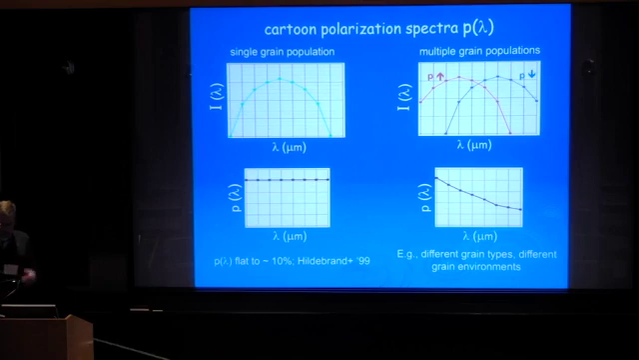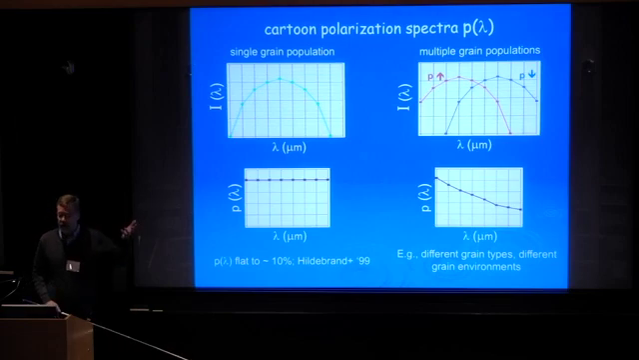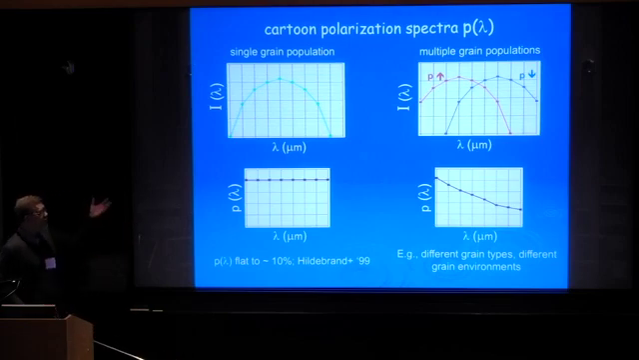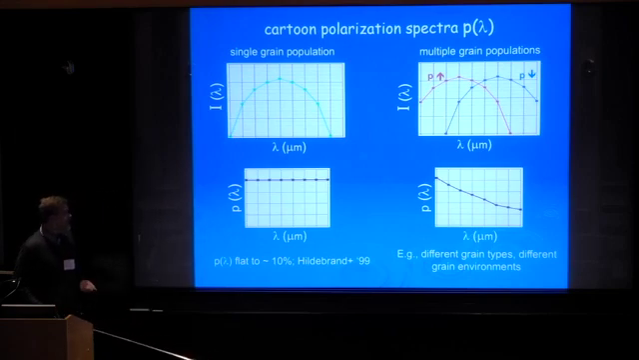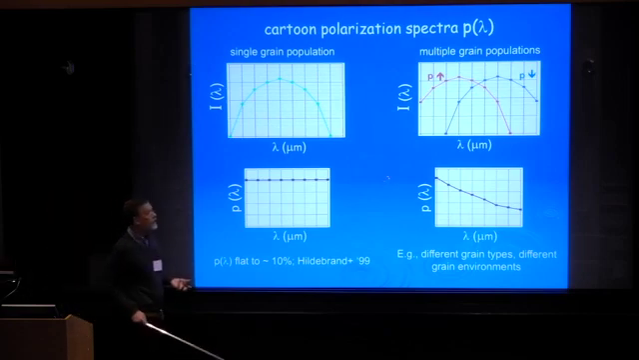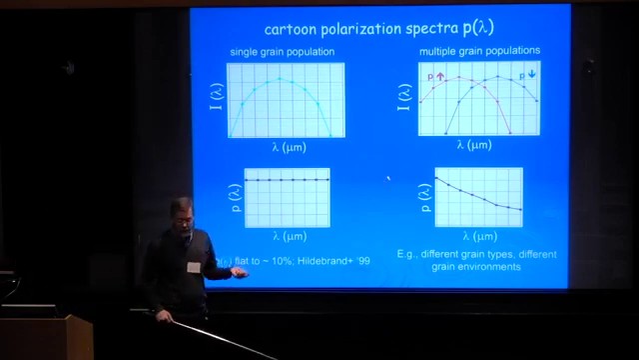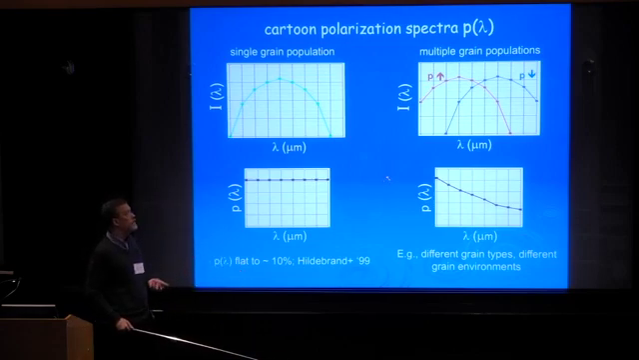So some very basics on the polarization spectrum of dust emission. If you have a very simple model where all your grains are exactly identical, then it was shown quite some time ago that the polarization spectrum doesn't have much information. It's very flat. So what you need, if you want interesting polarization spectra, is multiple grain populations. For instance, multiple sizes, multiple different compositions of grains.